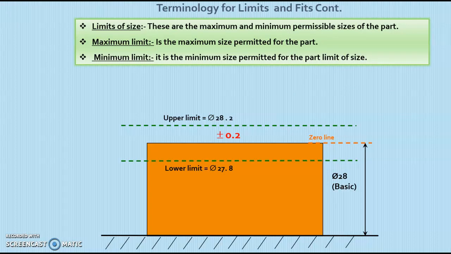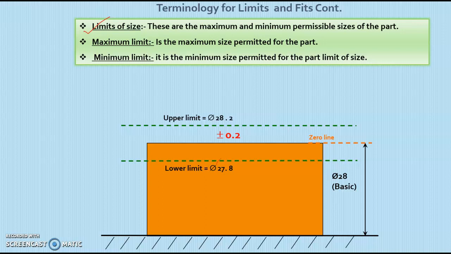Another term is the limits of size. That means, as we have already discussed, we are not fixing a particular single size for a component. We are actually providing a possible deviation. If a possible deviation is there, it deviates from where it is starting, or at what position it is ending. So that is very important.